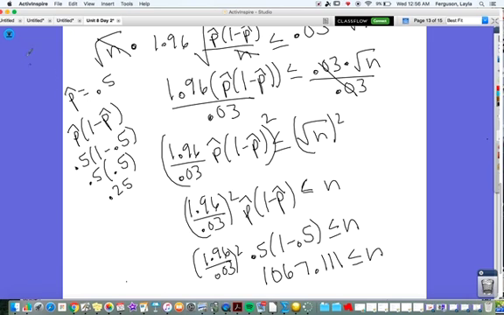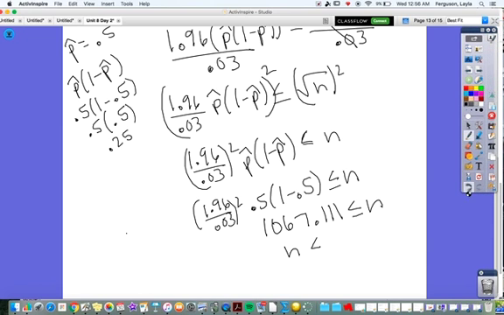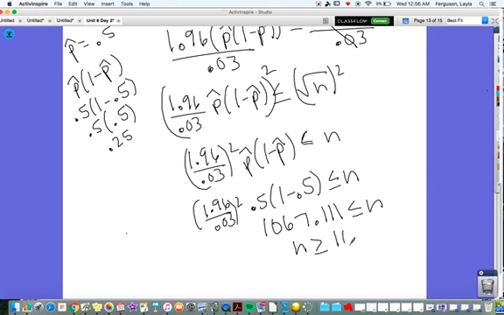And so because we are talking about people here, that means that our n would have to be greater than or equal to 1068. So we would want to have 1068 respondents to ensure that the margin of error is no more than 3%.